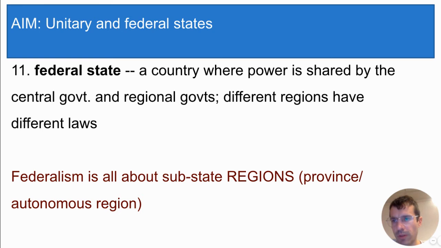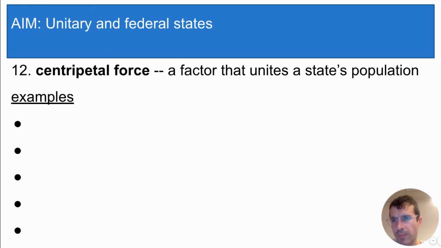Now I want to review some other ideas that you've already learned about, but look at them through the lens of federalism and substate regions. The first is centripetal forces. Remember, those are forces that unify a country. Federalism is designed to create unity between different regions by giving them some degree of autonomy. And in some countries, federalism has so far acted as a centripetal force. Let's review a few other centripetal forces quickly.